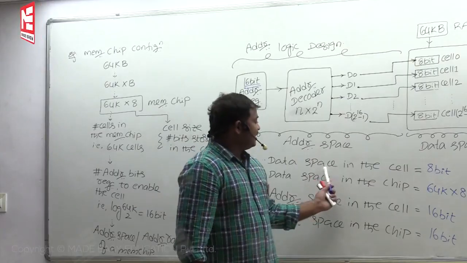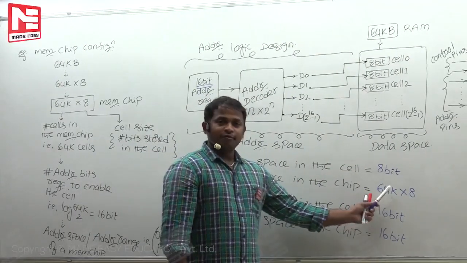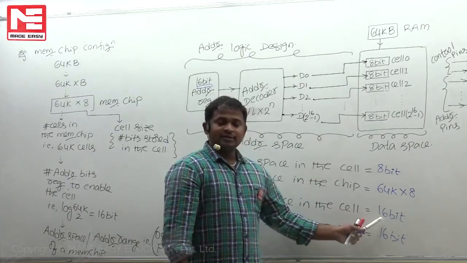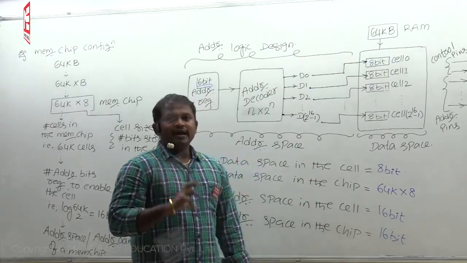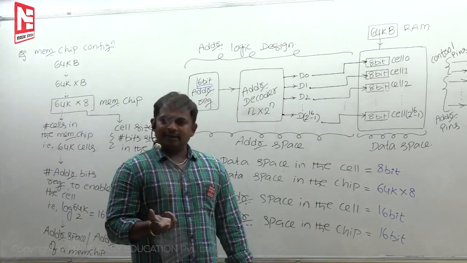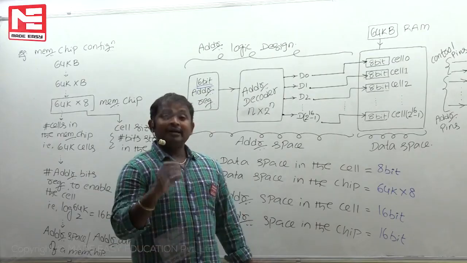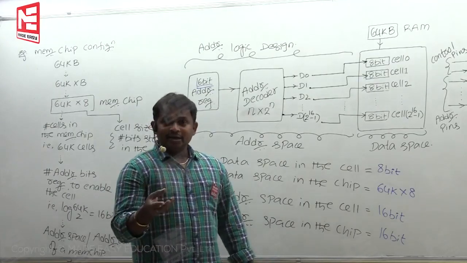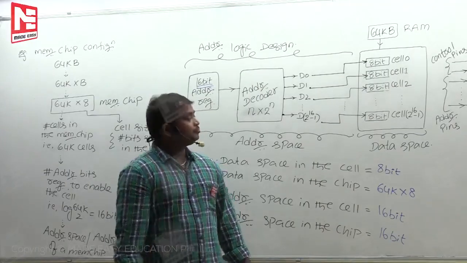That means data space in the cell is 8-bit, data space in the chip is 64K by 8. But address space in the cell is 16-bit, address space in the chip also 16-bit. Entire chip is addressable by 16-bit and every cell is also addressable by 16-bit. But every cell is holding 8-bit data, but entire chip is having 64K by 8-bit data.